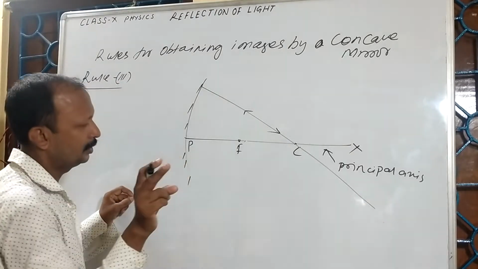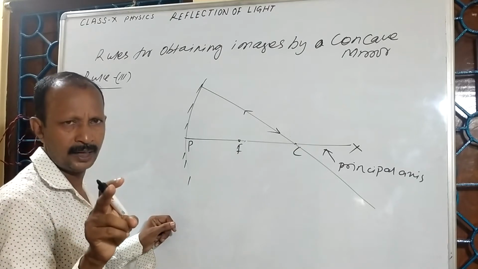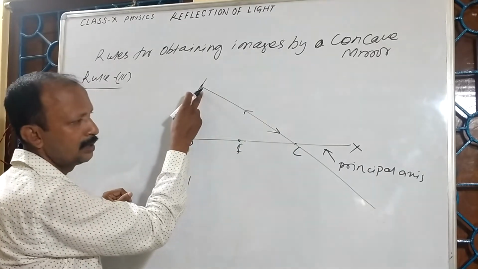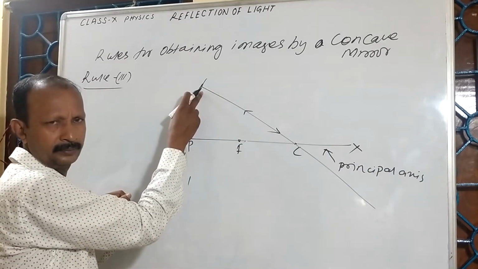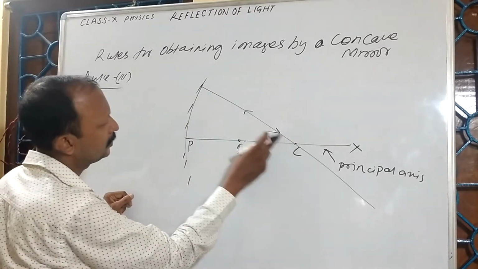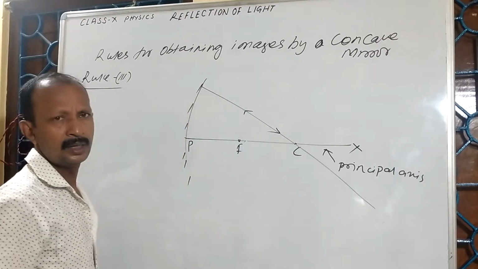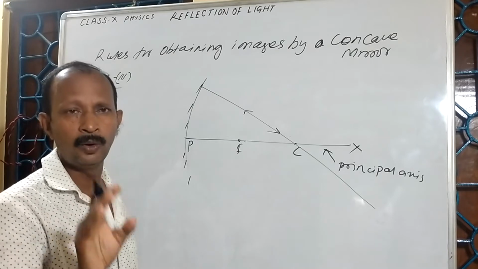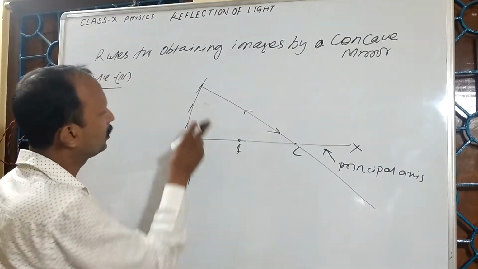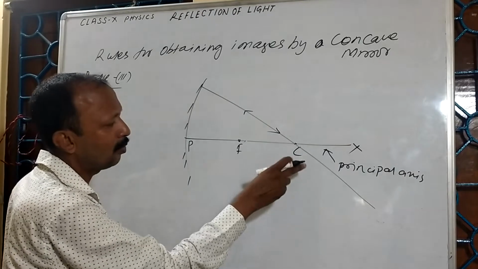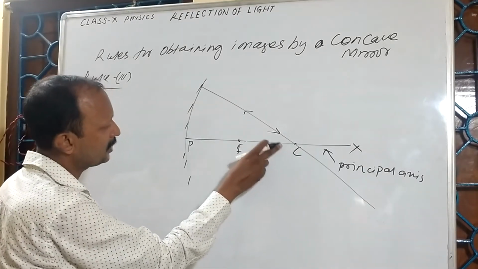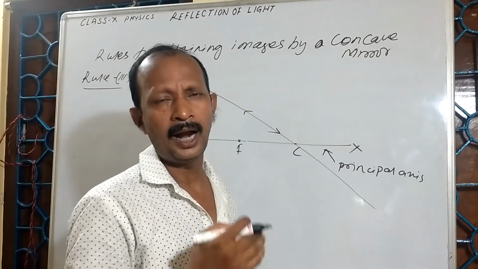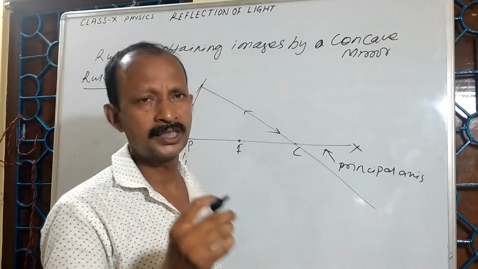In my earlier video I explained that the line joining the center of curvature to any point on the spherical mirror is a normal. This is the incident ray, this is also the normal. That means here the angle of incidence is equal to 0. So it follows the laws of reflection. So the angle of reflection also will be equal to 0. That means how the light ray is coming, it is also going back after the reflection along the same path.